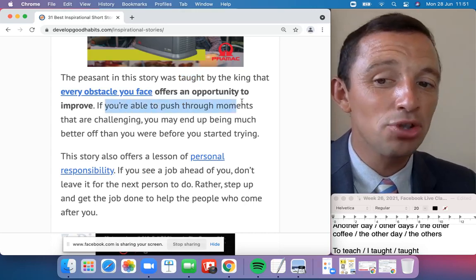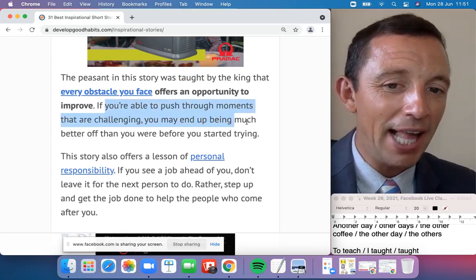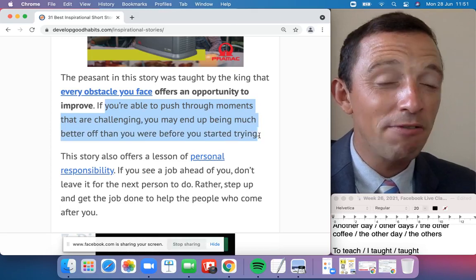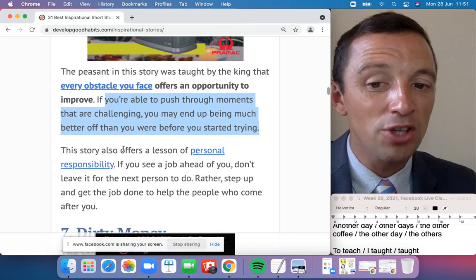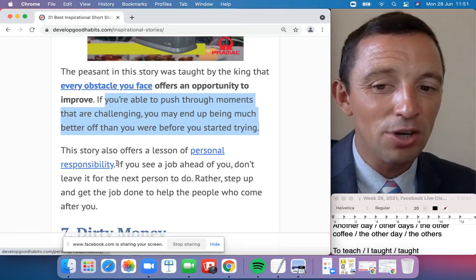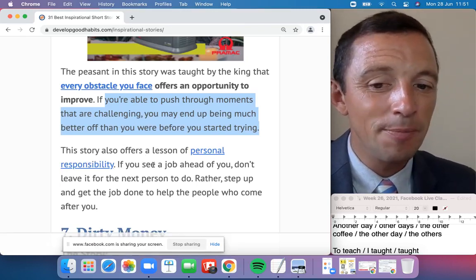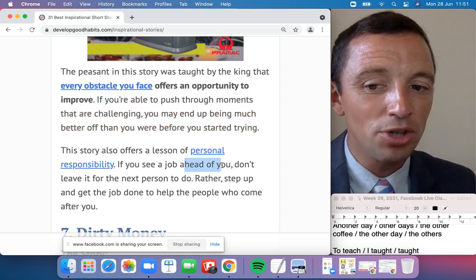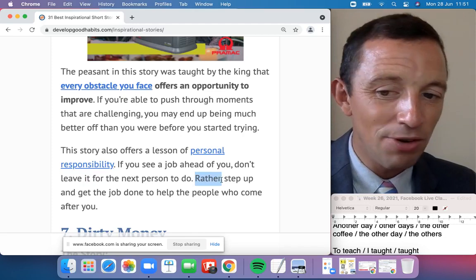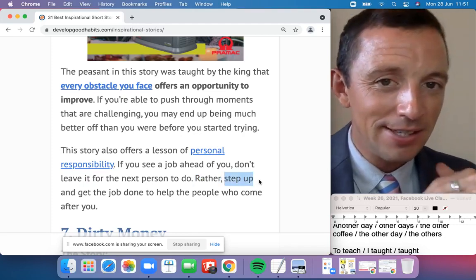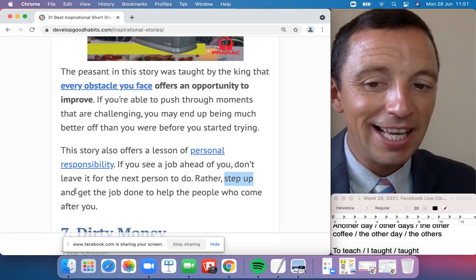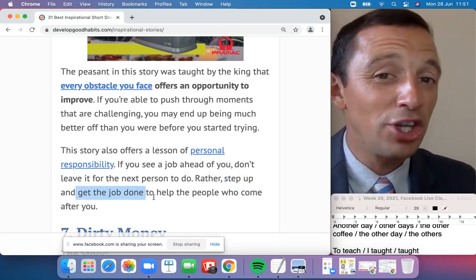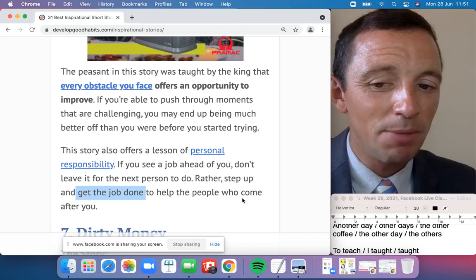If you are able to push through moments that are challenging, you may end up being much better off than you were before you started trying. So that's the message, that's the moral. This story also offers a lesson of personal responsibility. If you see a job ahead of you in the future, don't leave it for the next person to do. Instead, rather, step up means move to the position and take responsibility. Get the job done means to achieve the job, to help the people who come after you.